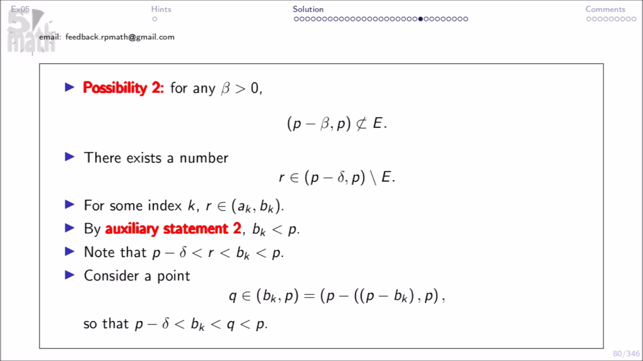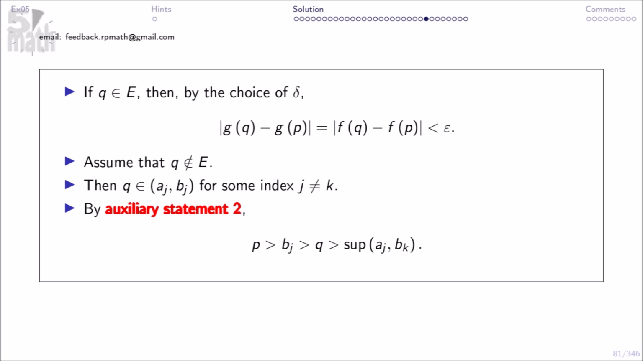Possibility 2. For any beta greater than 0, this, there exists a number here. For some index k, r element of ak to bk exclusive. By auxiliary statement 2, bk less than p. Note that p minus delta less than r less than bk less than p. Consider a point here so that p minus delta less than bk less than q less than p.